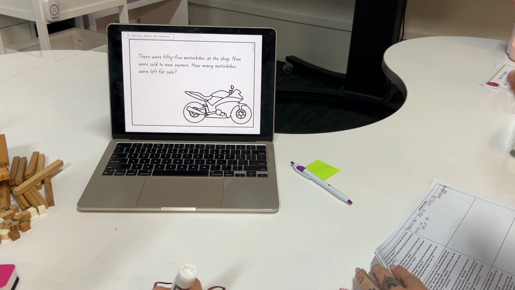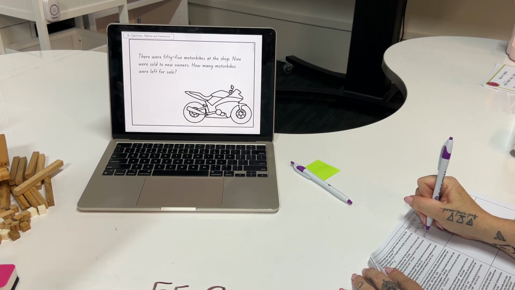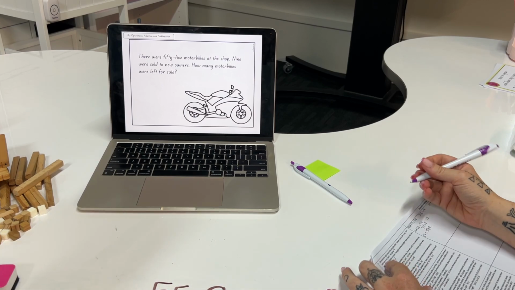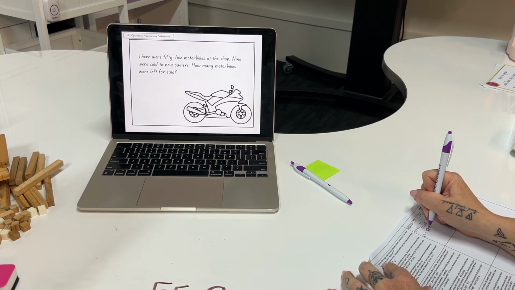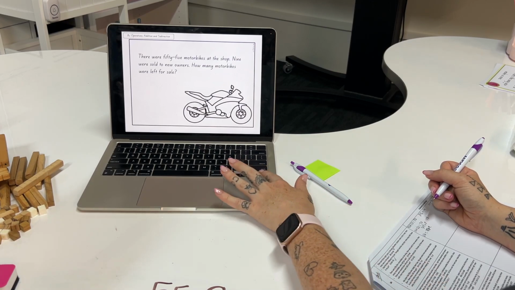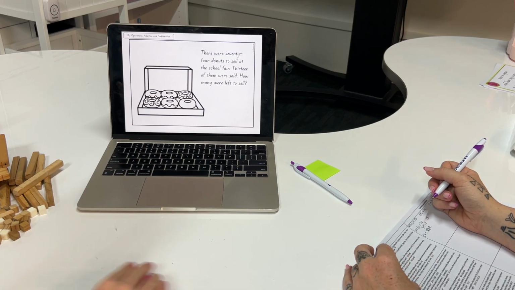64. How did you get that? 55 plus 9. What made you decide to do plus? Because there's more motorbikes. Okay. All right, this one here.